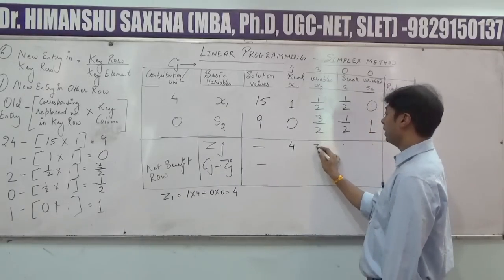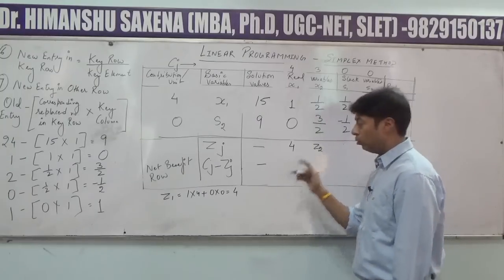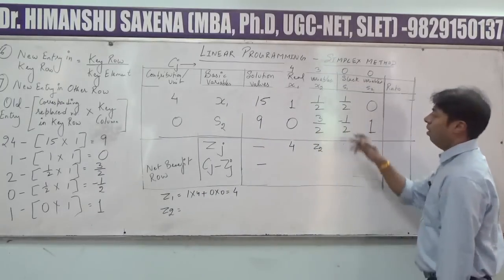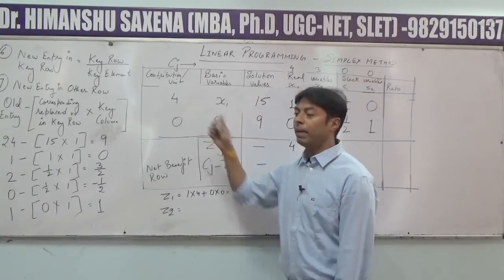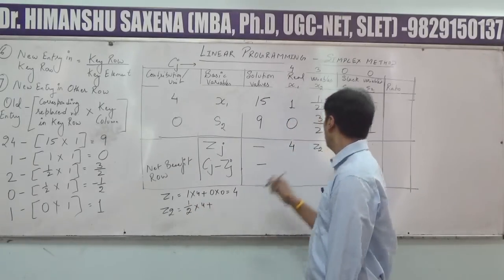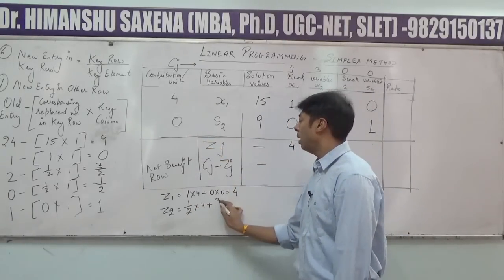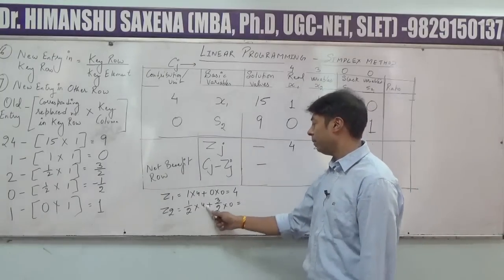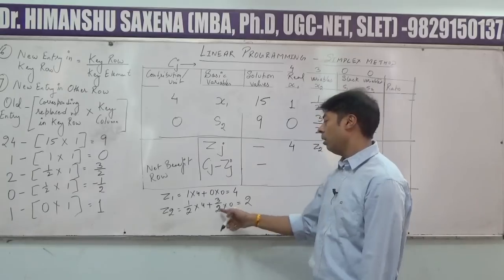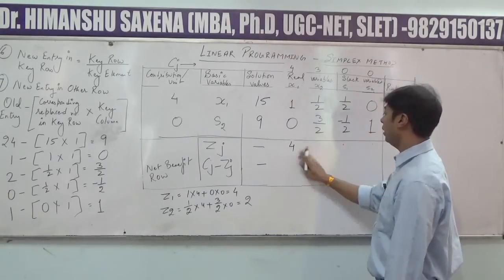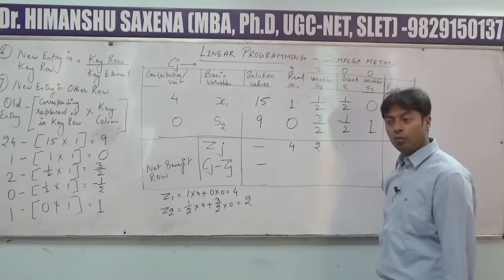Next, this is the calculation of Z2. Please see how Z2 will be calculated. 1 by 2 multiplied by 4, right? 1 by 2 multiplied by 4 plus 3 by 2 multiplied by 0. So half multiplied by 4 will give you 2, because anything multiplied by 0 will give you 0 only. So the next value will be equal to 2.